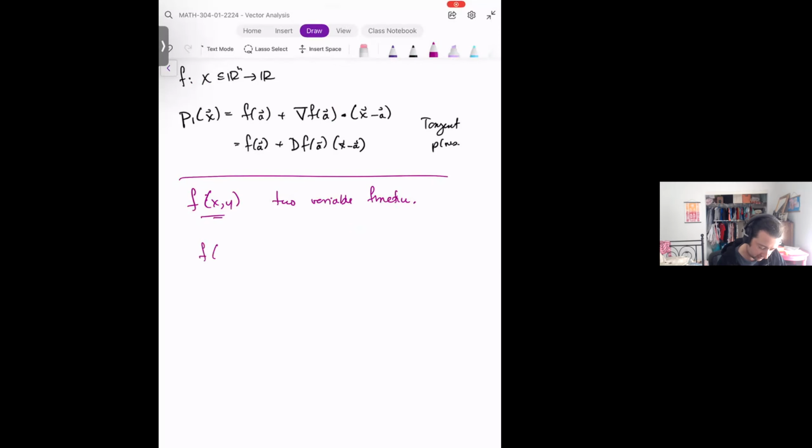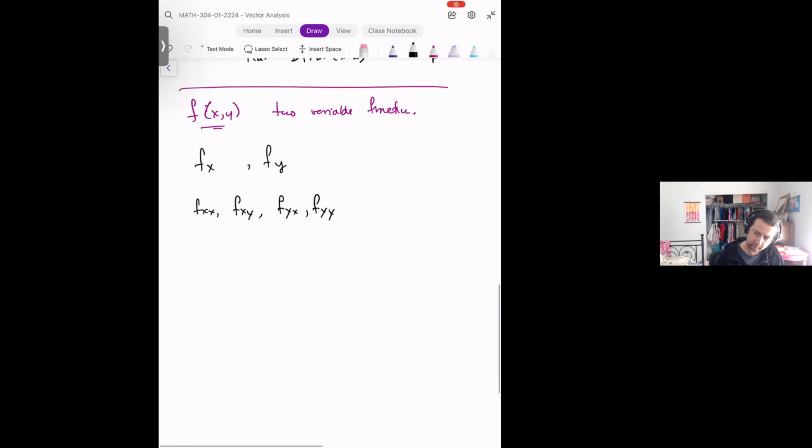Let's write this down. I've got my first derivatives, f_x and f_y. And then I've got second derivatives that look like f_xx, f_xy, f_yx, and f_yy. There's lots of second derivatives for a two-variable function, right? A two-variable function has 4 second derivatives. And yes, it's going to turn out to be the case that the mixed partials are equal, but we're not doing that quite yet. Okay.